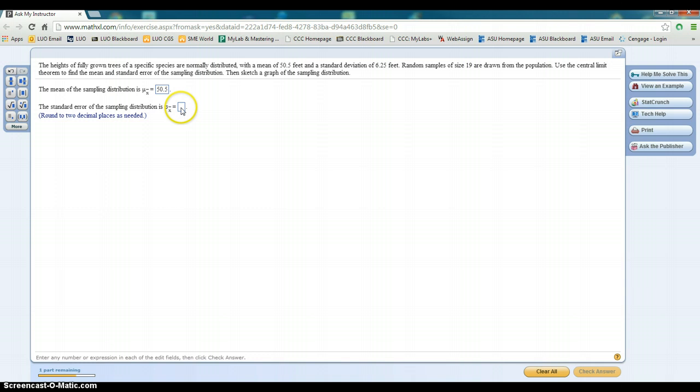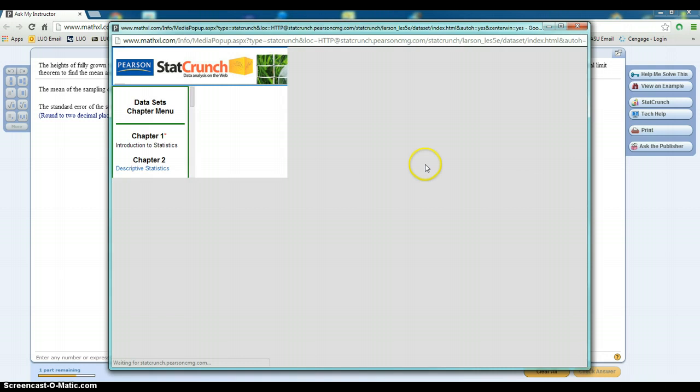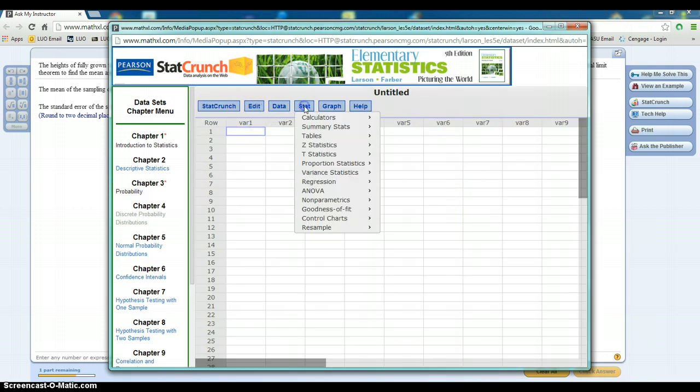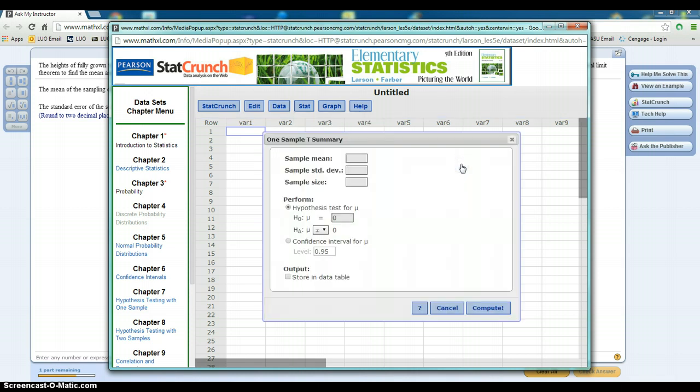The standard error of the sampling distribution will be sigma sub x bar. In this particular case, the easiest way to calculate this standard error would be to use StatCrunch. So left-click StatCrunch over here. We'll open StatCrunch, and then we'll go to Stat, left-click that. We're going to scroll down to T statistics since our sample size is 19. Highlight one sample, and then highlight with summary and left-click.